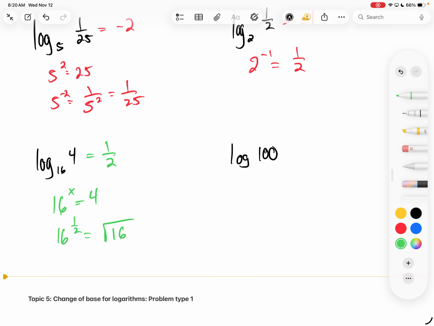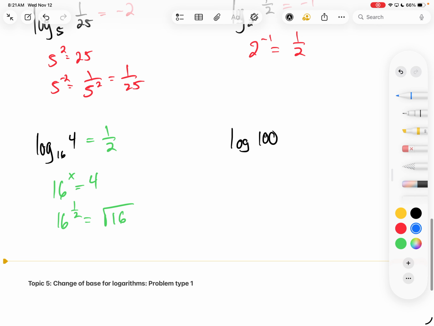Sorry, I was trying to think of something there. It is possible to get a fraction there. I think we'll save that for next time.